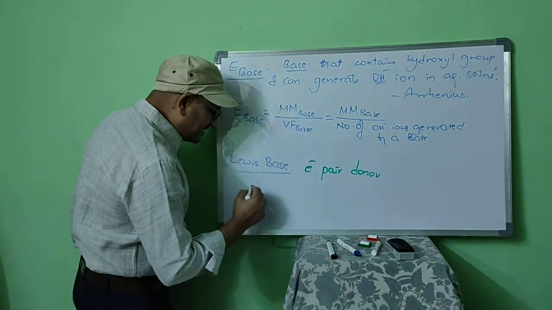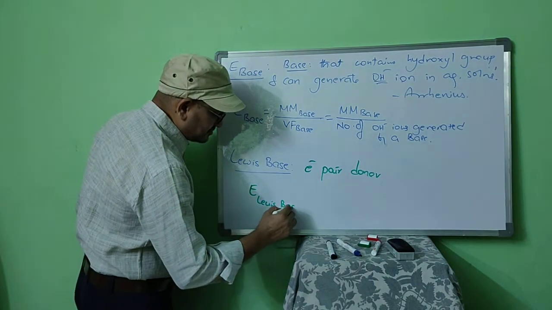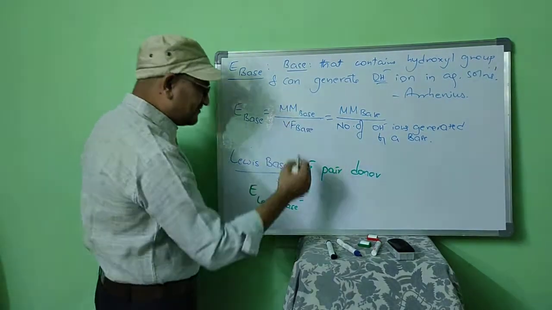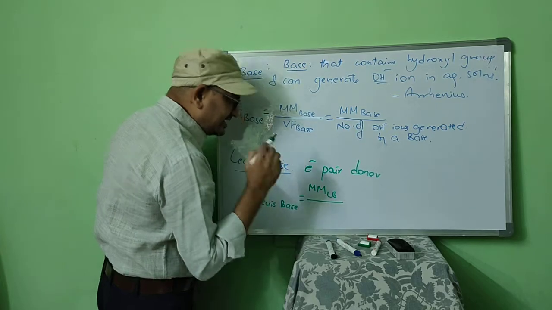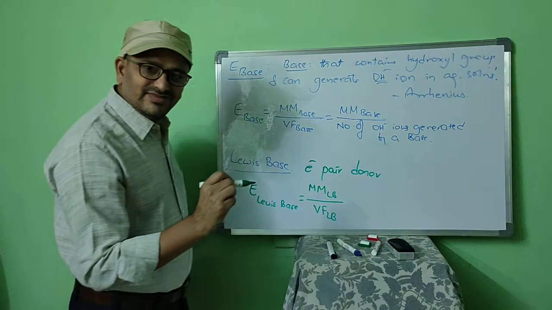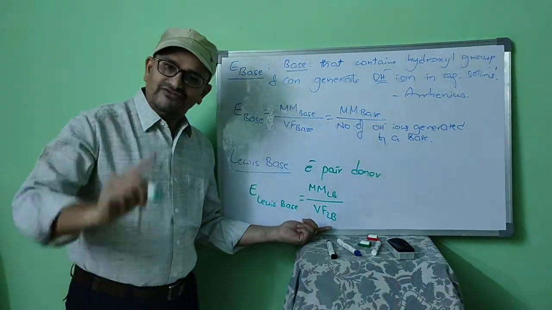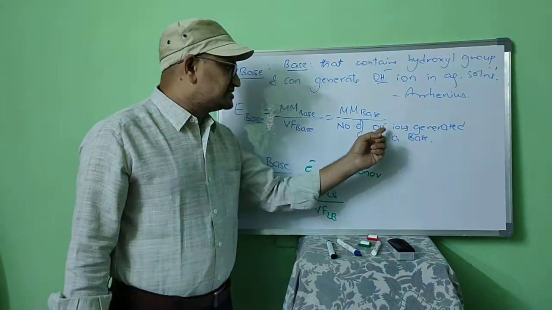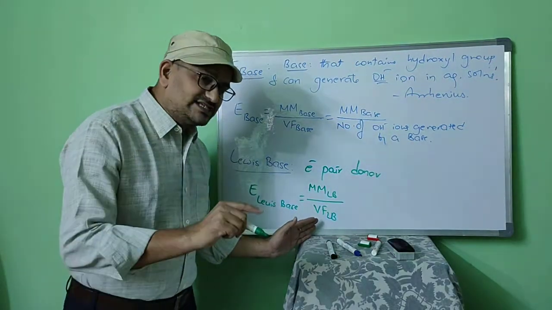Now, equivalent mass of a Lewis base. How to calculate? The same way. Molecular mass of Lewis base by valency factor of Lewis base. Here valency factor of normal base, here valency factor of Lewis base. What is the valency factor of a normal base? Number of OH minus ions it can generate. What is the valency factor of a Lewis base?